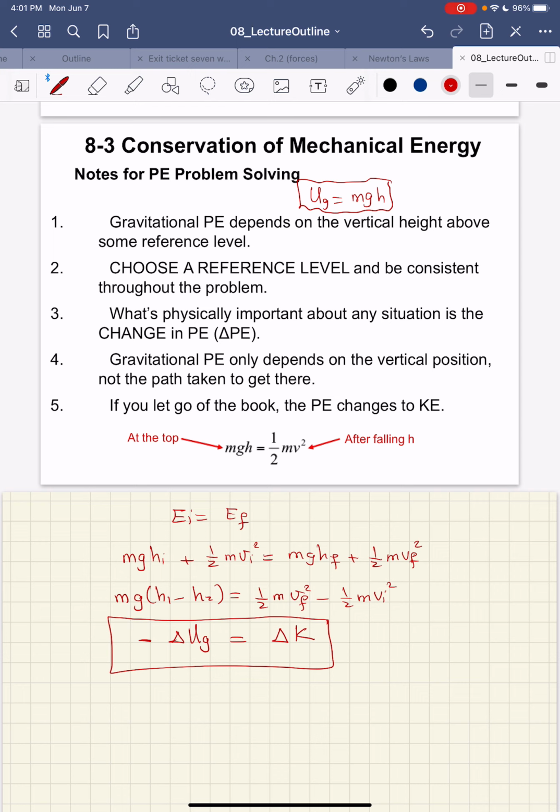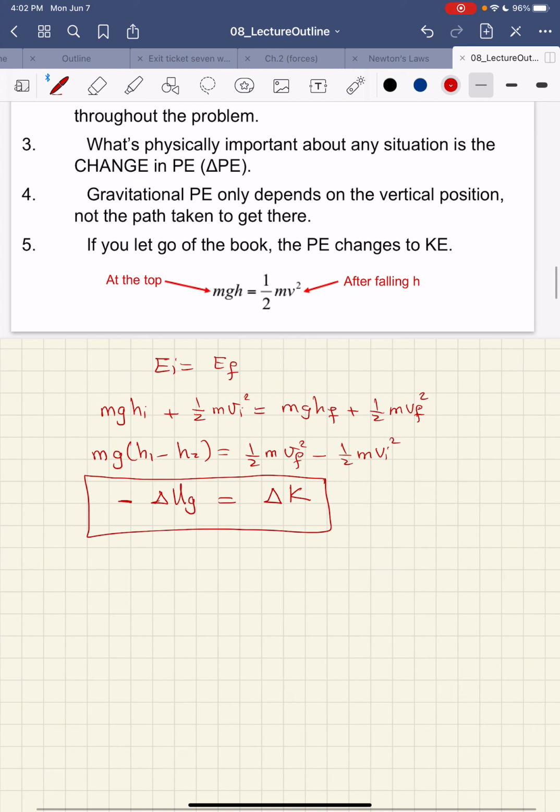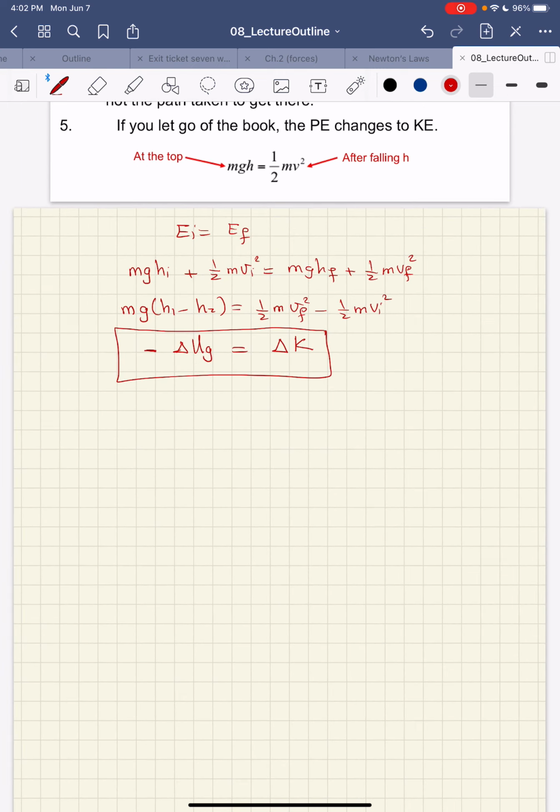Then I am always interested in the change in potential energy. Gravitational potential energy depends only on the vertical position, not on the path taken, and we said that because it is a conservative force. And if we go to the textbook that we were talking about, mgh should equal one half m v squared. Here we are talking about the magnitudes, which should be equal.